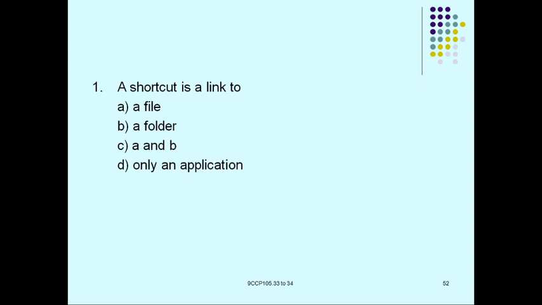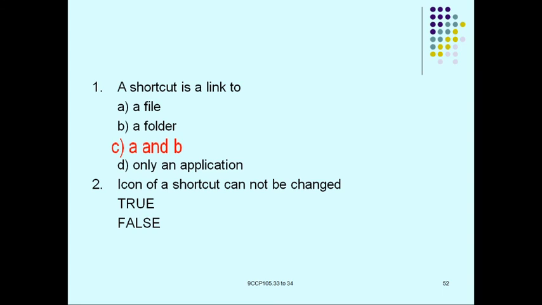Now we will go to the quick quiz part of today's class. First question: a shortcut is a link to which option? A, a file; B, a folder; C, A and B; D, only an application. So a shortcut is a link to a file or a folder. Okay, students. Next, the icon of a shortcut can be changed: true or false. The answer is true.